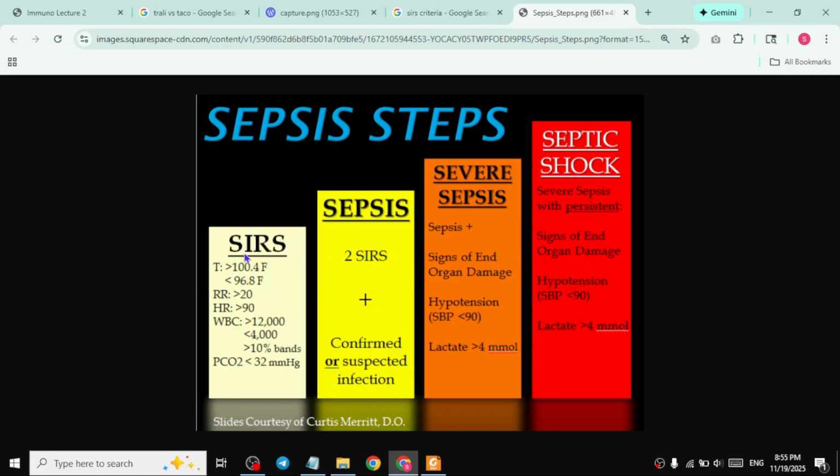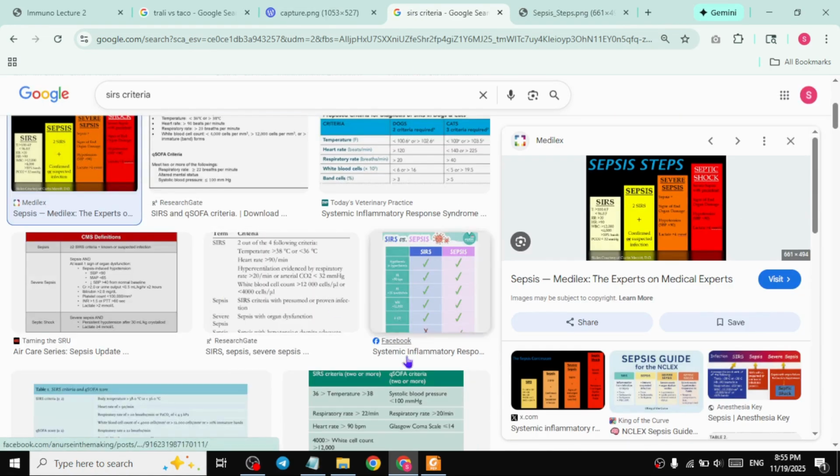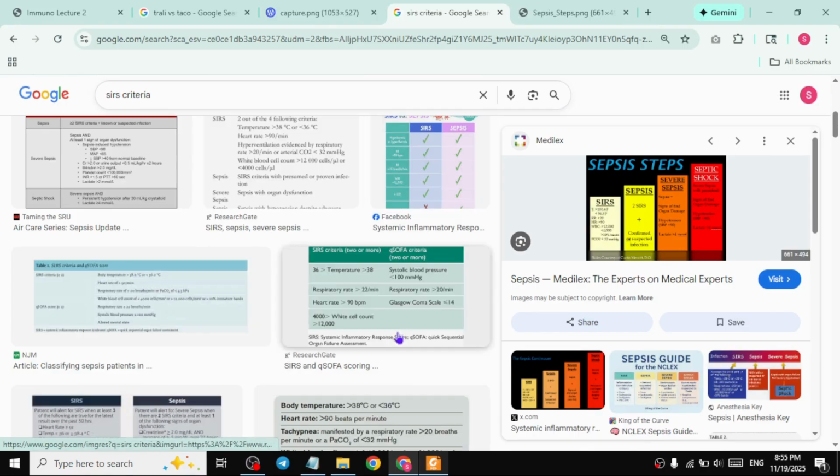Okay, right now we're only at SIRS, right? Because you left that transplant organ in, but eventually you may see septic and septic shock criteria coming back over. Okay, so that is another major thing sort of understood.